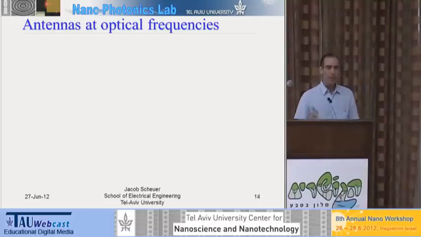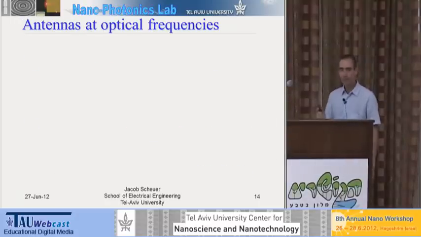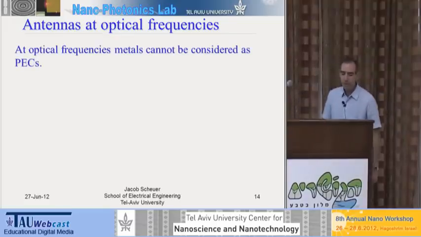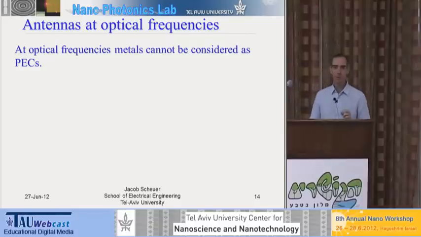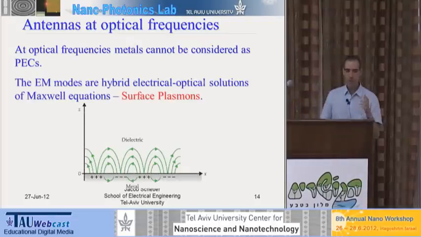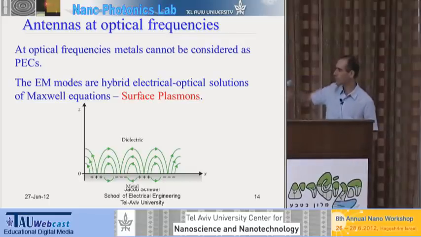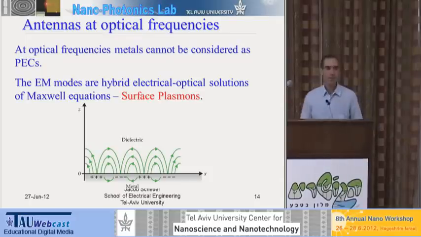Okay, now what happens in optical frequency? In optical frequency, we have a little bit of a complication, because at optical wavelengths, metals can no longer be considered perfect electric conductors, and the whole mode of operation of this antenna changes a bit. What we have is the evolution of a new thing. It's a hybrid electrical and electromagnetic mode, called the surface plasmon, consisting of electromagnetic waves or light in the dielectric and charge density in the metal.